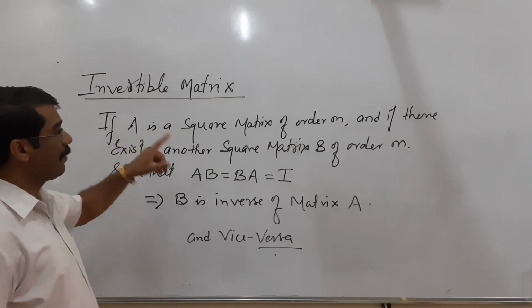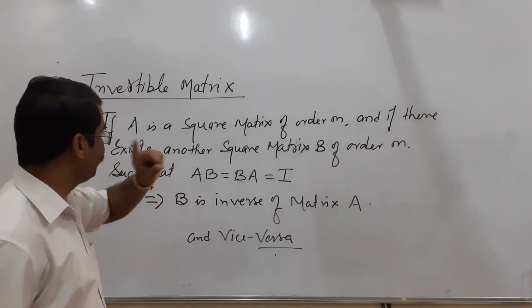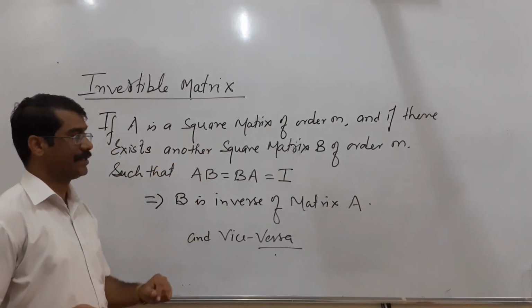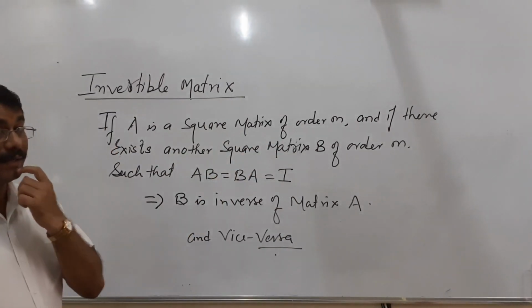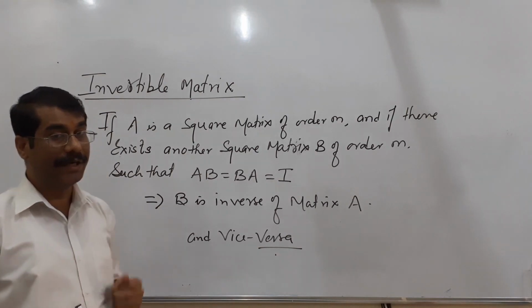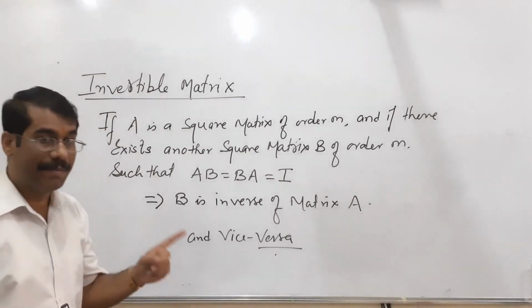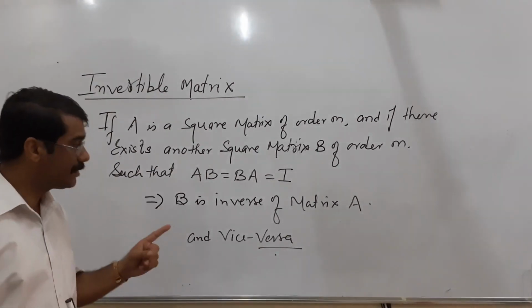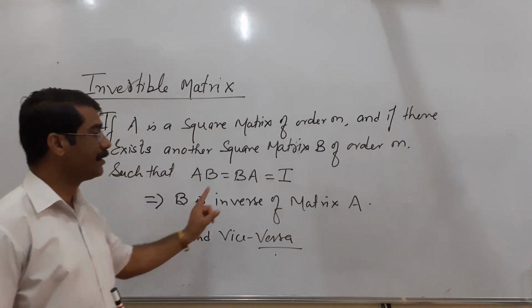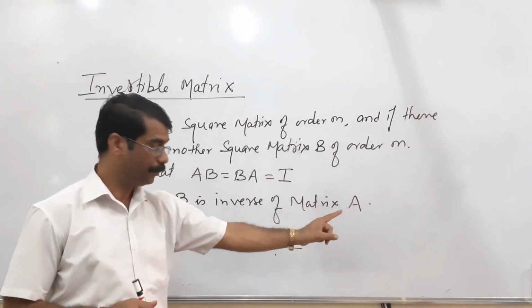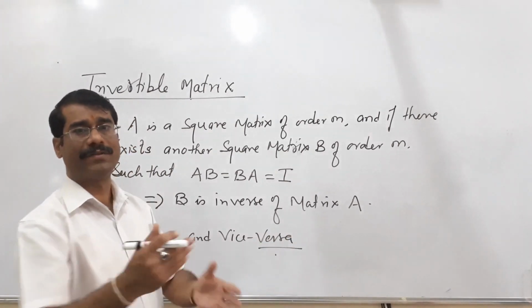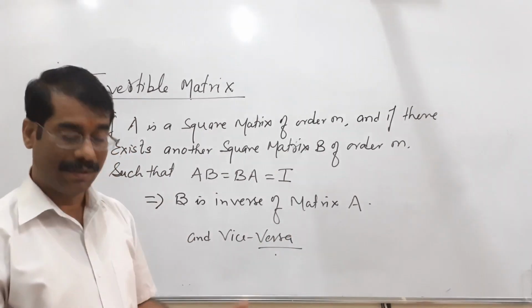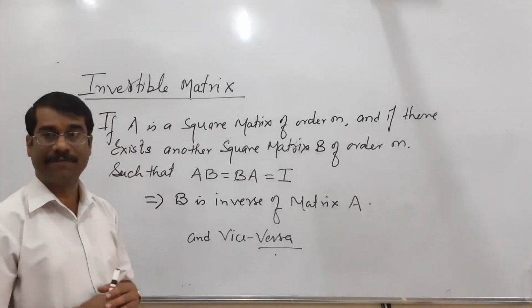So if A is a square matrix of order m, and if there exists another square matrix B of the same order m, such that A into B is equal to B into A is equal to the identity matrix, hence B is the inverse of matrix A. And vice versa, of course, A is the inverse of the matrix B. Very simple. So, okay, this is the definition of the inverse matrix.